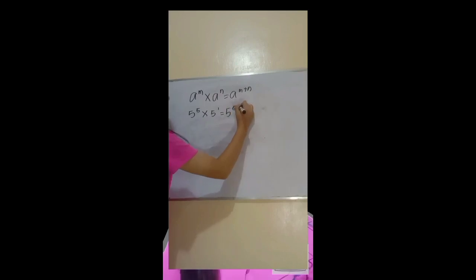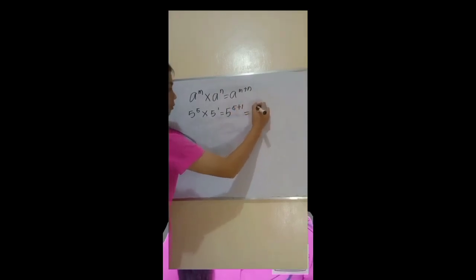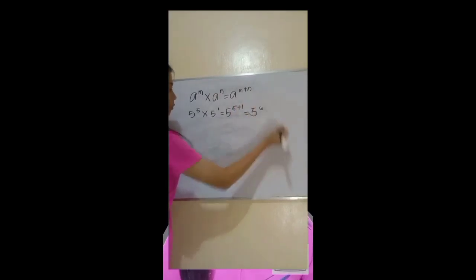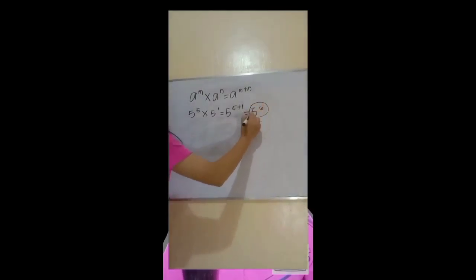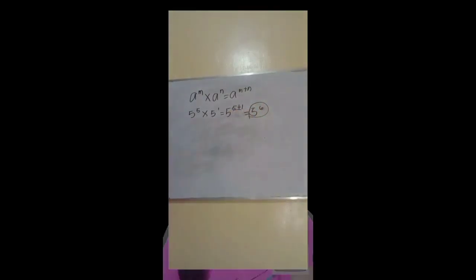Example: what is the simplification of 5 raised to 5 times 5 raised to 1? So this is the answer. 5 raised to 5 times 5 raised to 1 is equal to 5 raised to 5 plus 1, which is equal to 5 raised to 6. This is the final answer.